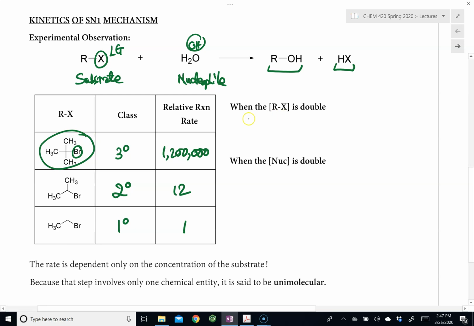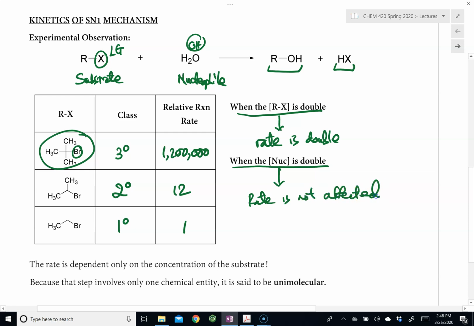When the concentration of the substrate is doubled, we observe that the rate is doubled. And when we change the concentration of the nucleophile, for example doubling it, we observe that the reaction rate is unchanged. So the rate is not affected. Therefore, the reaction is first order with respect to the concentration of the substrate, and zero order with respect to the concentration of the nucleophile.